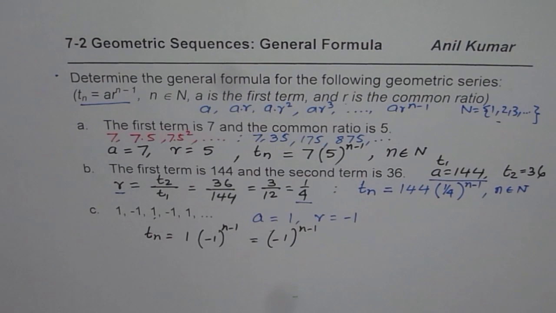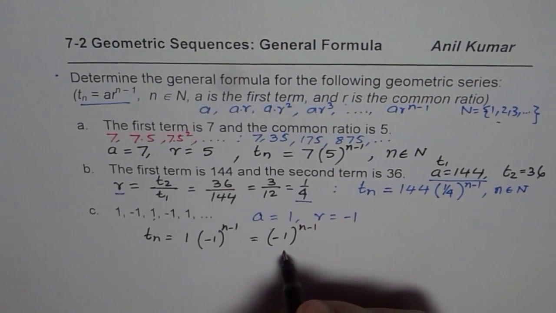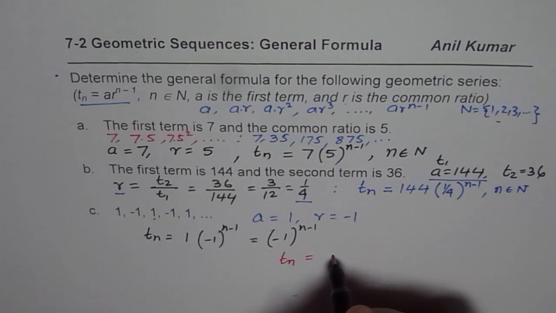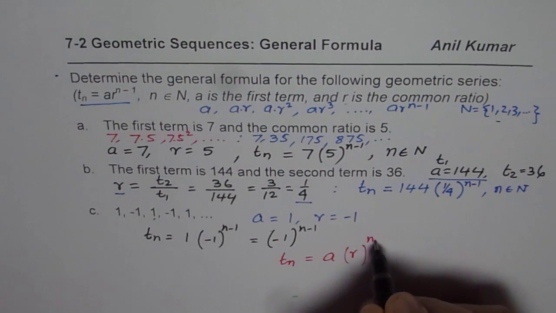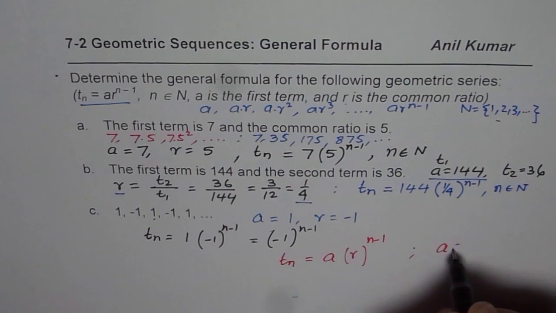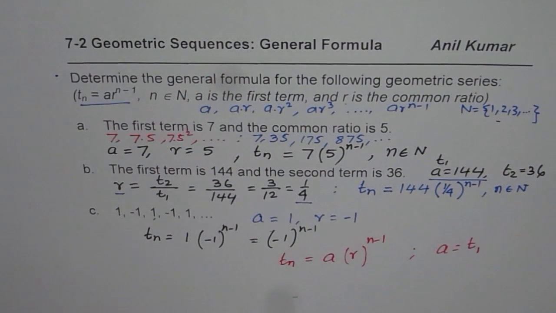I hope with this video you got the basic concept. You can now recognize a geometric sequence. It starts with a number and every other number is multiplied by a fixed number, which we call the common ratio. The general formula for any geometric sequence is Tn equals a, the first term, times r to the power of n minus 1. Remember, a is actually the first term, T1. That is important to understand.